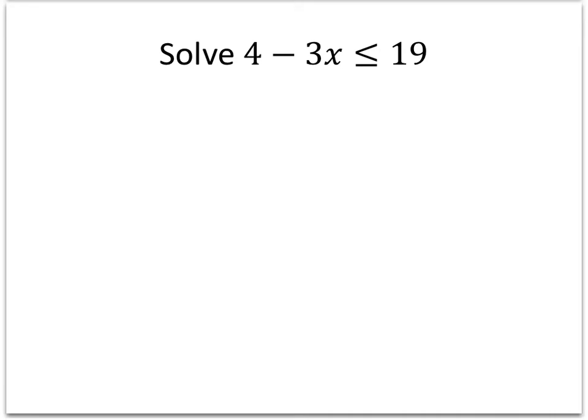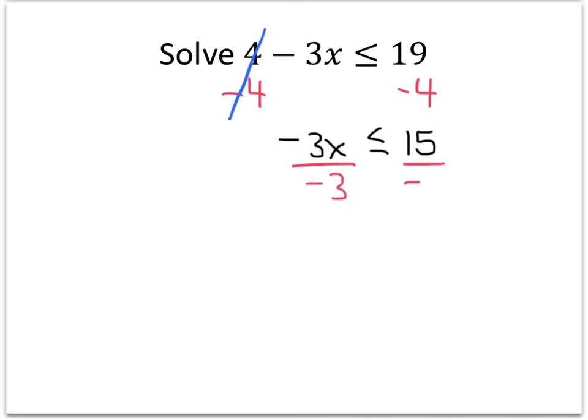In this example, we have 4 minus 3x less than or equal to 19. So our first step might be to subtract 4 from both sides. That gives us negative 3x on the left, as the 4 and the minus 4 on the left-hand side cancel out. And 19 minus 4 is 15, so we have negative 3x less than or equal to 15.